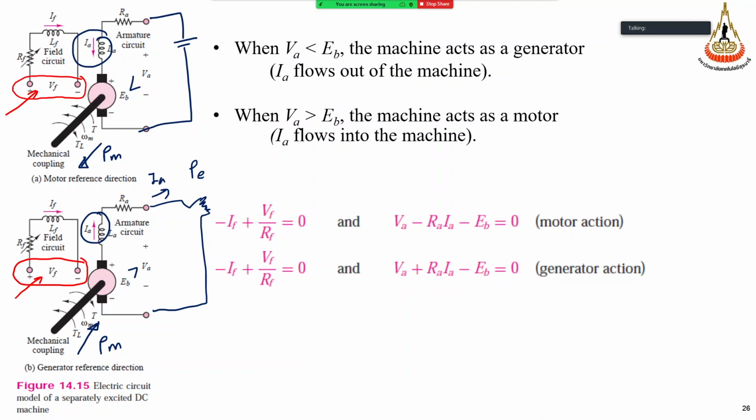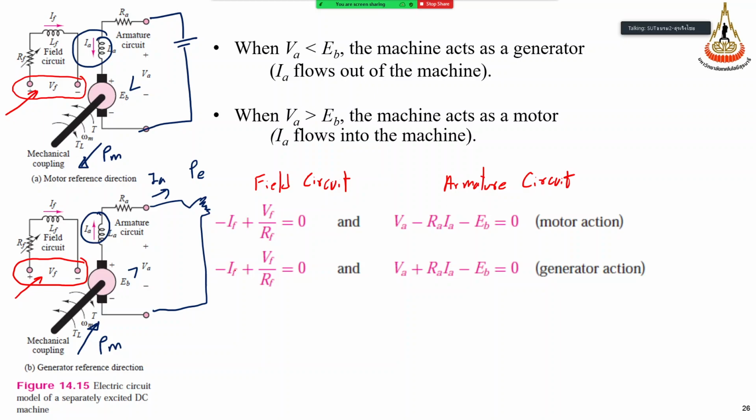Okay. Then for separate excitation, the circuit is separate, so we can use the formula separately. This is a field circuit, right? And this is a major circuit. Okay, this is a major circuit here.